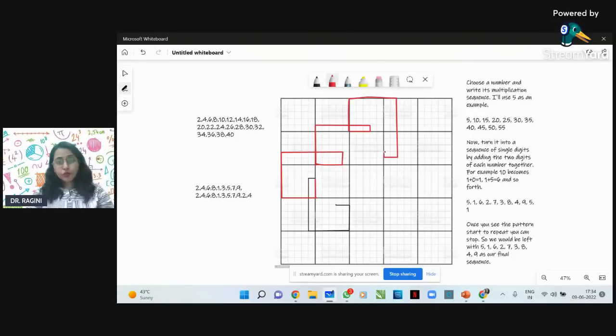So 2, 4, 6, 8, 1, 3, 5, 7, 9, 2, 4, 6, 8, 1, 3, 5, 7, 9. And see how nicely they are all joined together to make a different type of shape.